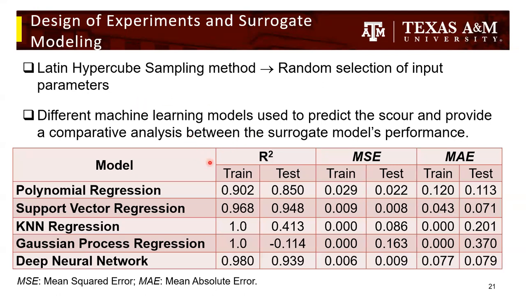different machine learning models essentially to develop the surrogate model. For example, we have used polynomial regression, support vector regression, KNN regression, Gaussian process regression, and deep neural networks. And we have tried to compare, after selecting those data points, can those data points give us effective predictions of the scour depths, like the one which we have seen through our computational fluid dynamics model?